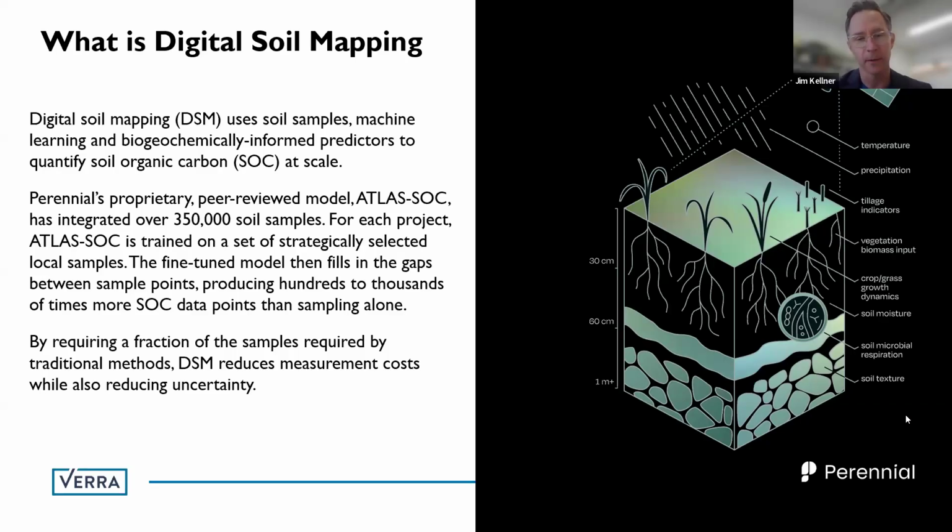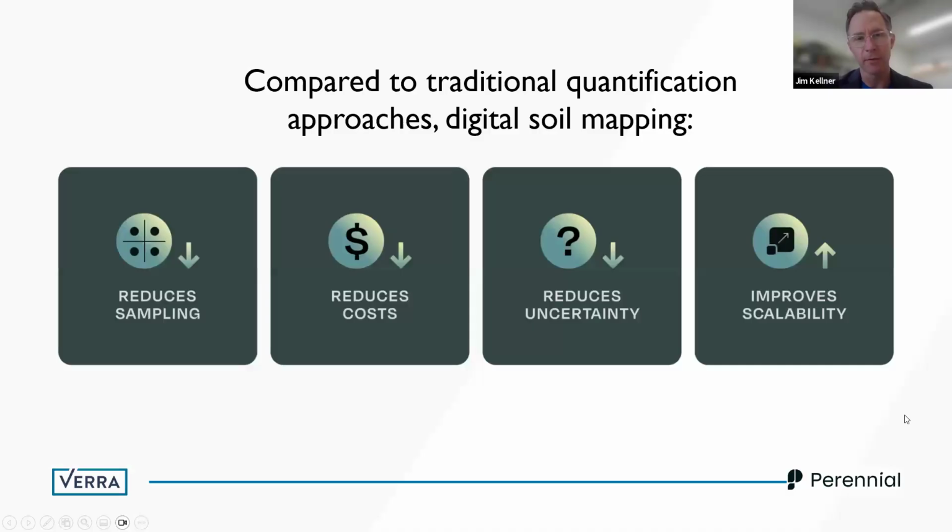You can go to the next slide now. The benefits of digital soil mapping, we believe, are these four. It reduces sampling burdens. It reduces costs because it reduces sampling burdens. It reduces uncertainty, that's a statistical advantage, and it's more scalable. I'll tell you what I mean by each one of these.